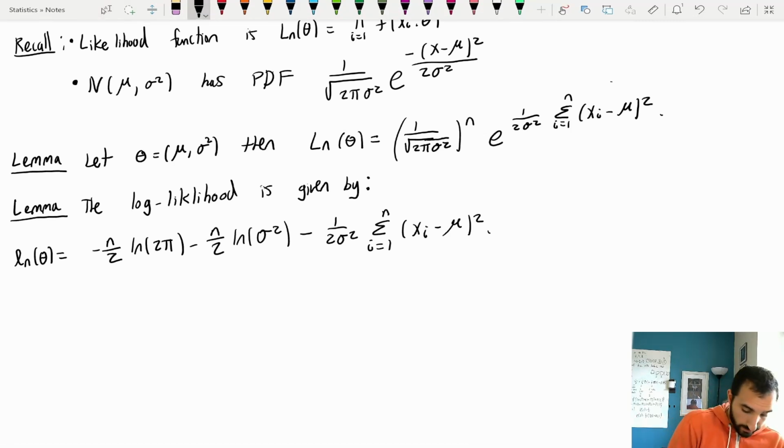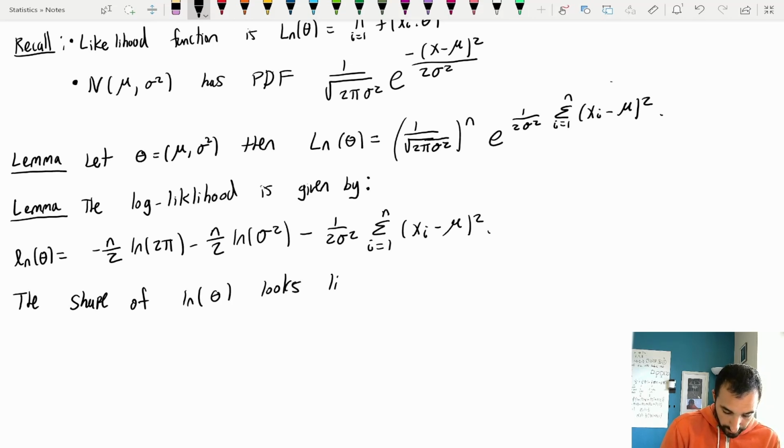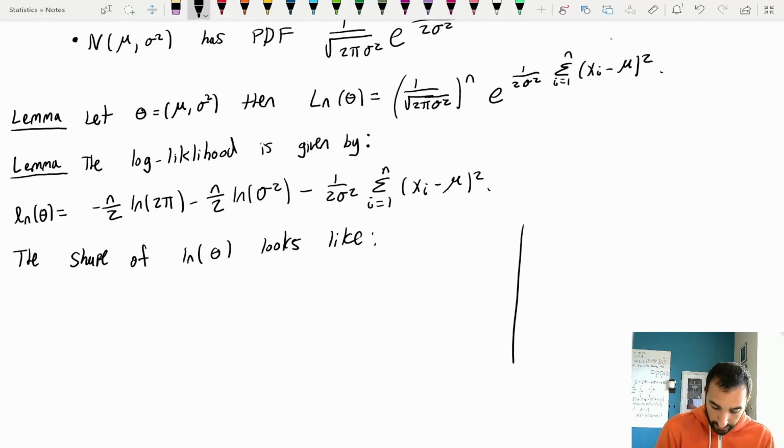The shape of ln of theta looks like, so the data is fixed, and we're varying the mean and the standard deviation.